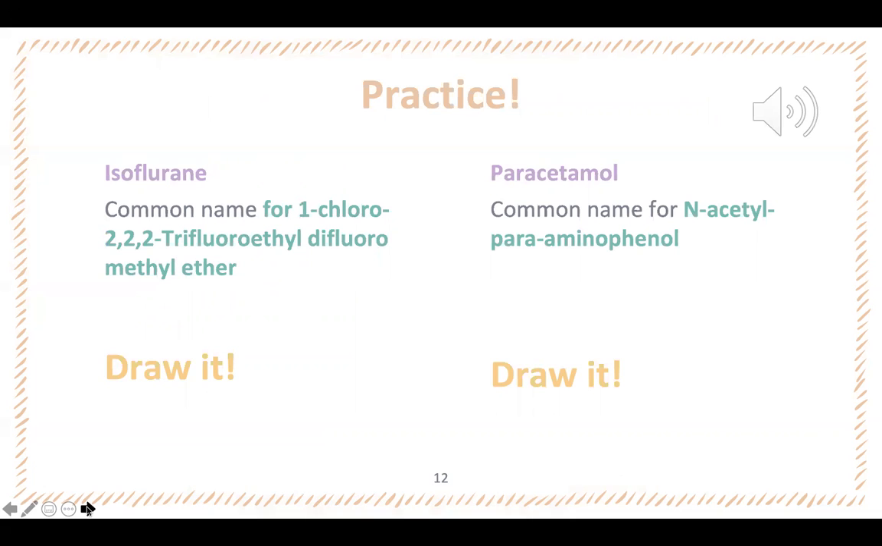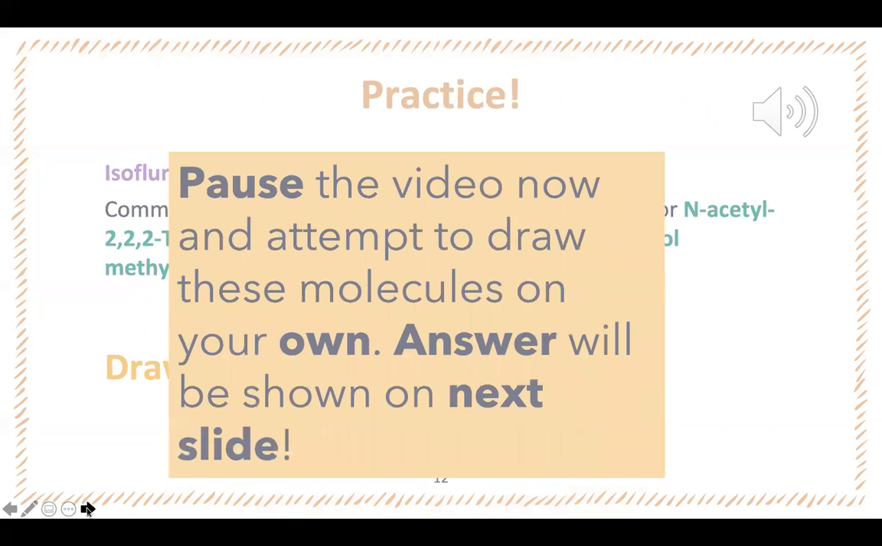Okay, let's practice drawing some molecules. The first one is isoflurane. The next one is paracetamol. Pause the video now and attempt to draw these molecules on your own. The answers are shown on the next slide.